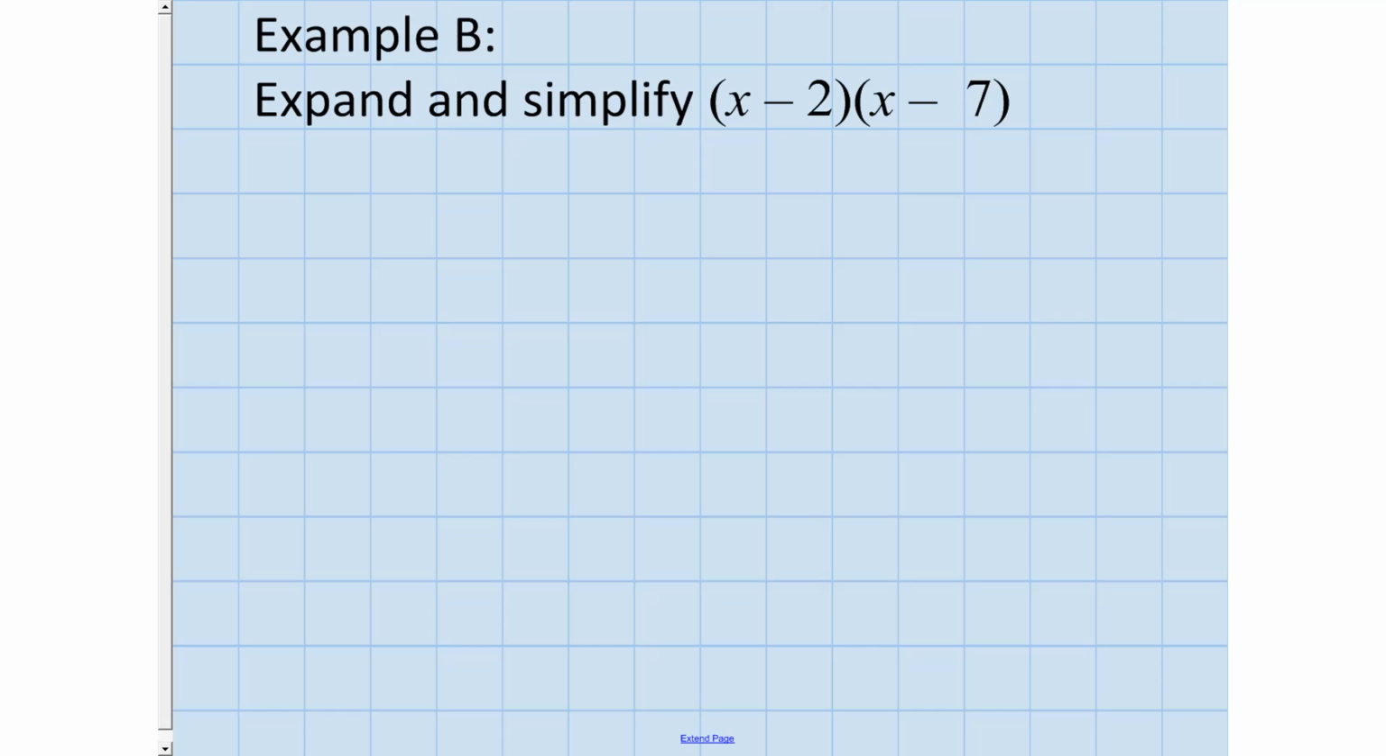Okay, let's do another one. Expand and simplify x minus 2 and x minus 7. Got to be a bit more careful with this one because there's quite a few minuses in this. So we could think of it as x lots of x minus 7 and minus 2 lots of x minus 7.